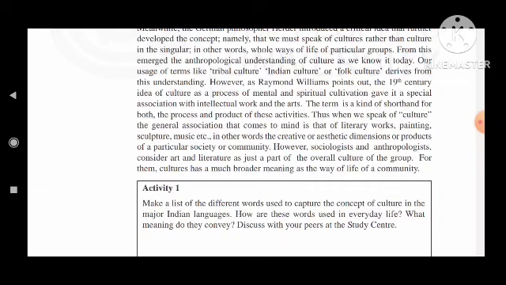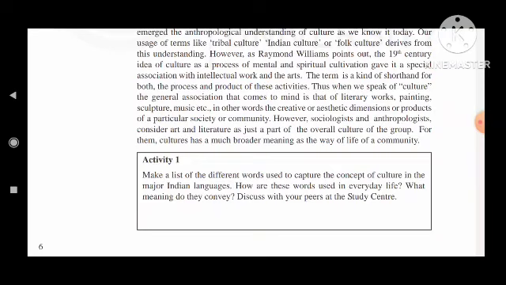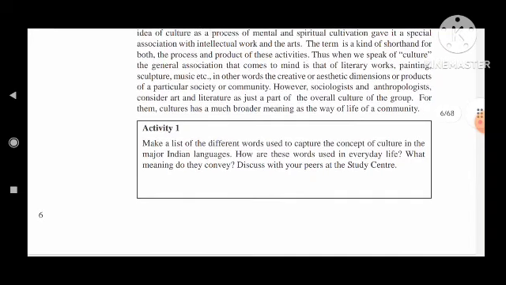However, as Raymond Williams points out, the 19th century idea of culture as a process of mental and spiritual cultivation gave it a special association with intellectual work and the arts. The term is a kind of shorthand for both the process and product of these activities. Thus, when we speak of culture, the general association that comes to mind is that of literary works, paintings, sculpture, music, etc. In other words, the creative or aesthetic dimensions or products of a particular society or community.